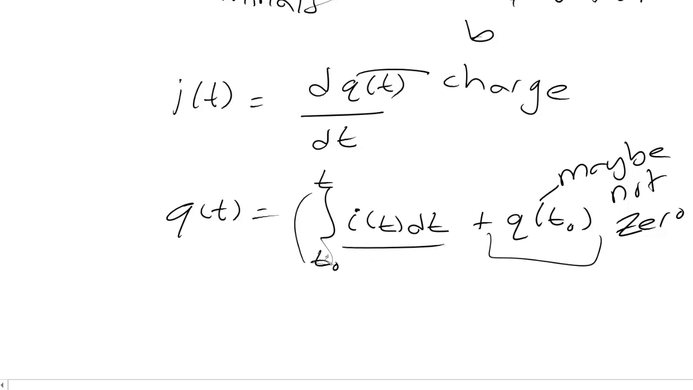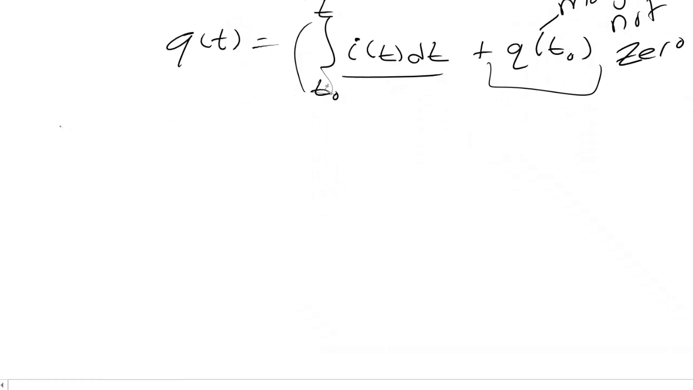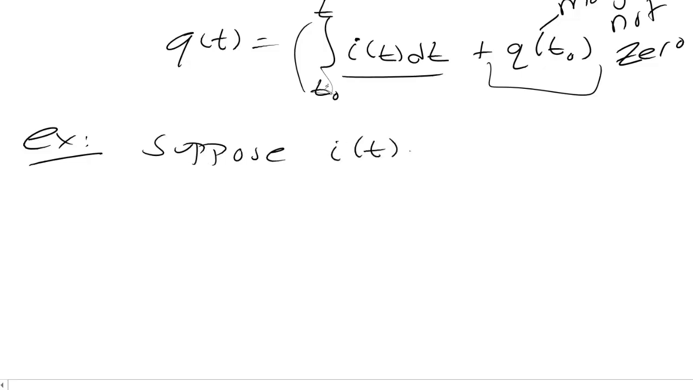So let's do a quick example. Let us now suppose I of t is equal to 7t plus 3. And I now need to give some additional information here. It's not sufficient for me to just say, here's my current, let's integrate it. I need to know my initial time. I would like to know my final time. And I'd also like to know my initial charge.